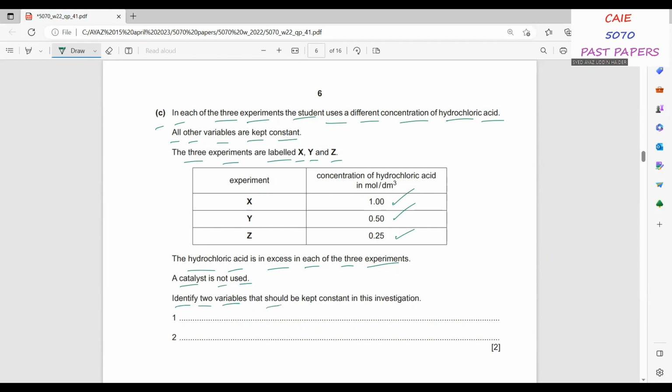Identify 2 variables that should be kept constant in this investigation. The temperature must be constant, or mass of CaCO3, or the particle size or surface area.